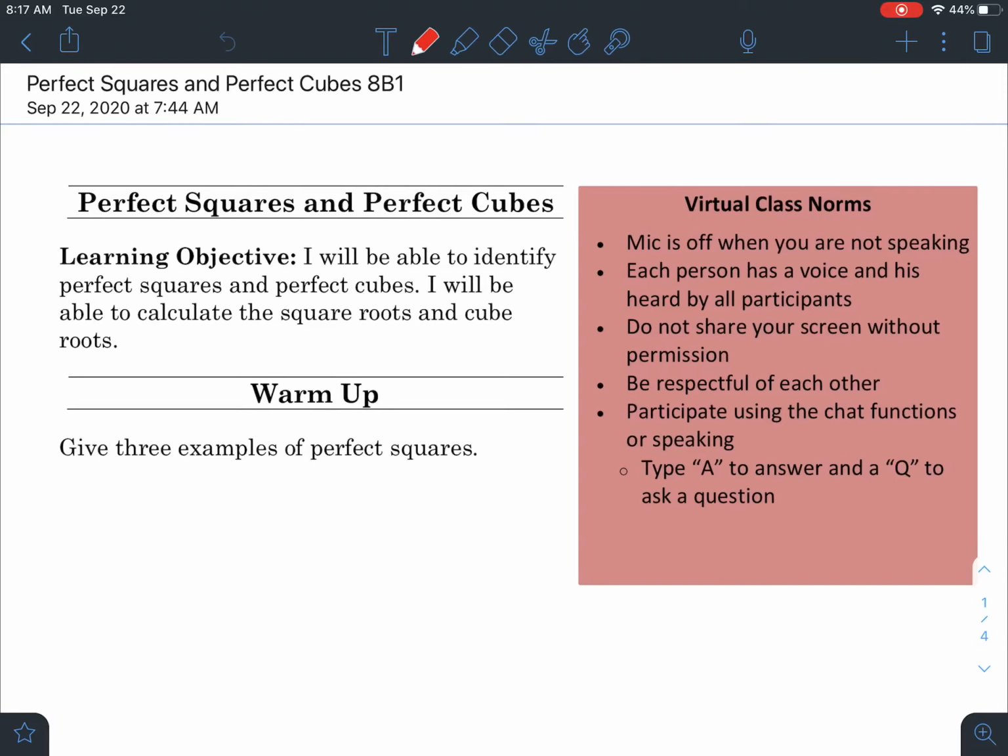Hey, 8th grade. Today we're going to be talking about perfect squares and perfect cubes.